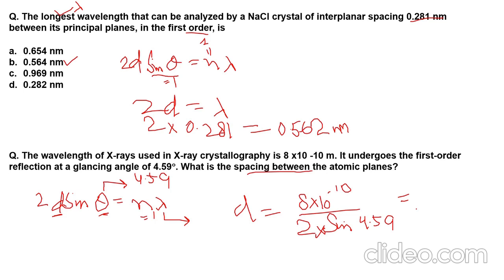Ma'am, why have we taken theta equals 4.59? Should it be taken half of that value? No, the glancing angle is actually the angle of incidence. Okay, ma'am. Yes.